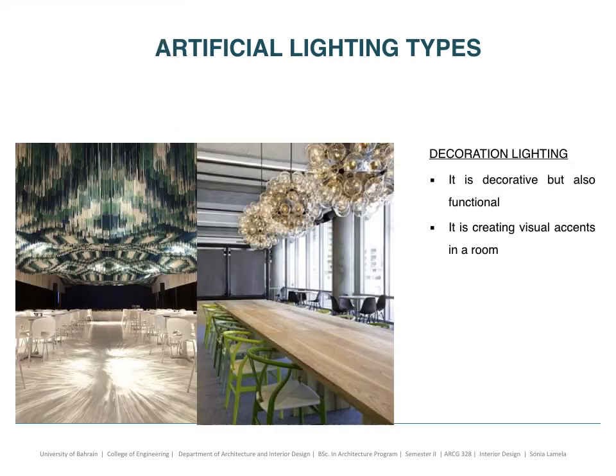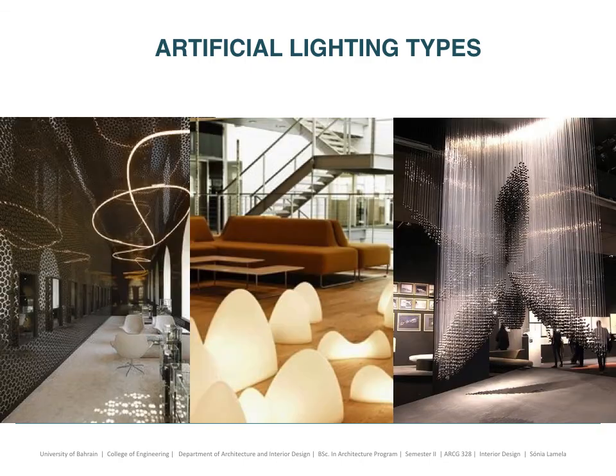a staircase. The decoration lighting is also an important type of light that we use, and normally it's in special places, so it doesn't happen everywhere, but it's like a special feature in a project. So it's decorative, but at the same time it has to be functional. It has to fulfill both things. But mainly it wants to create visual accents in a room. It wants to give a special and creative element in a space.